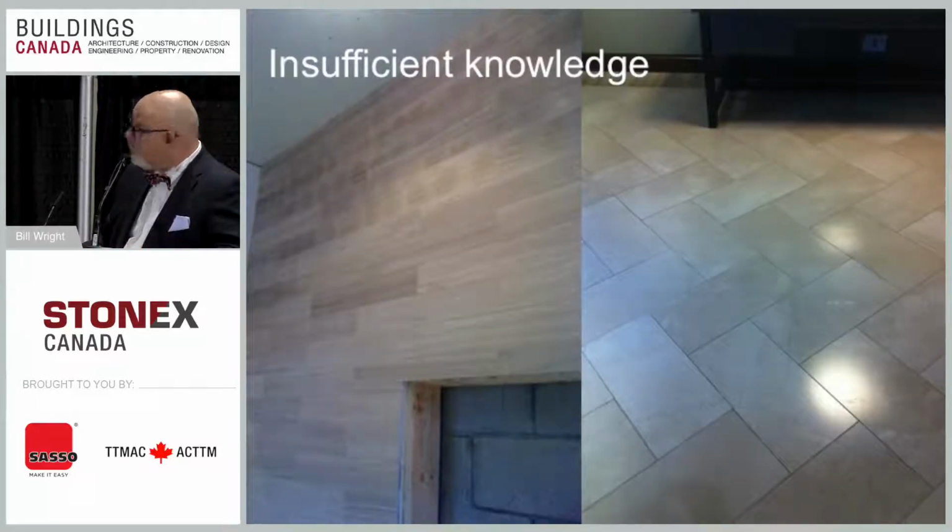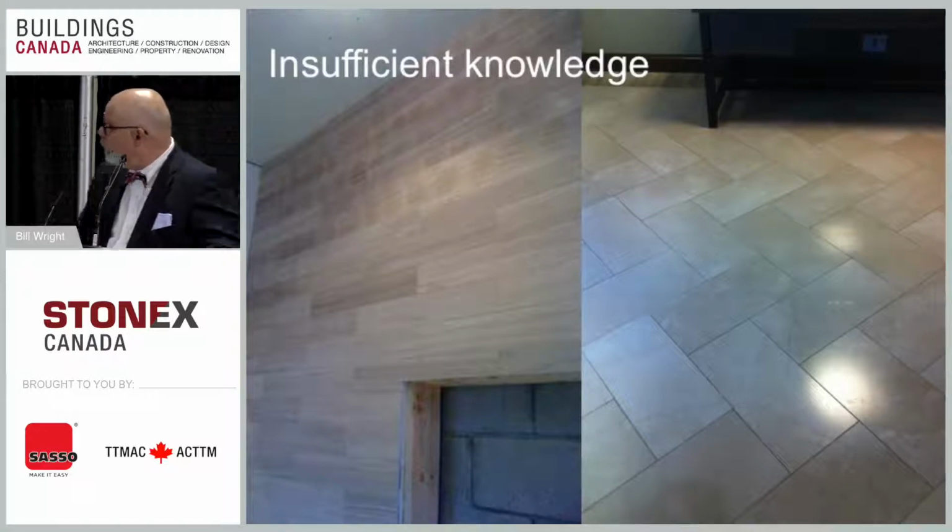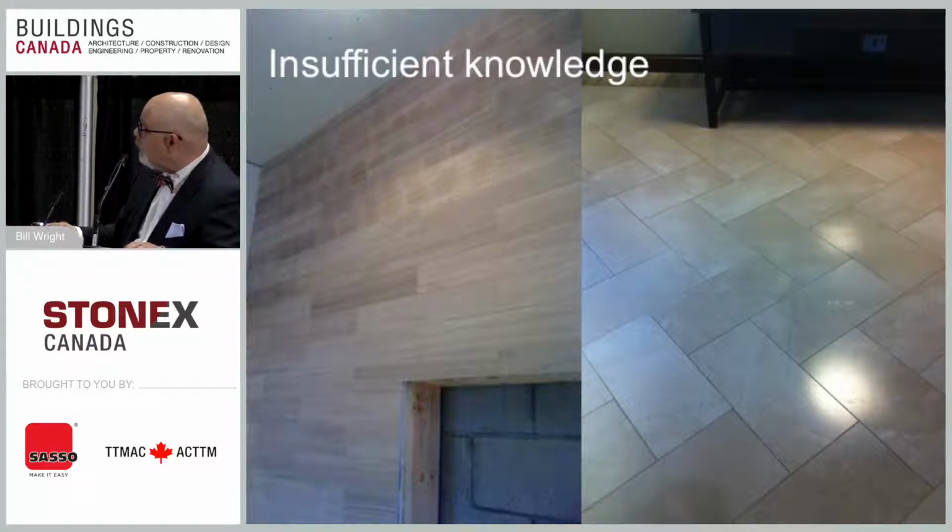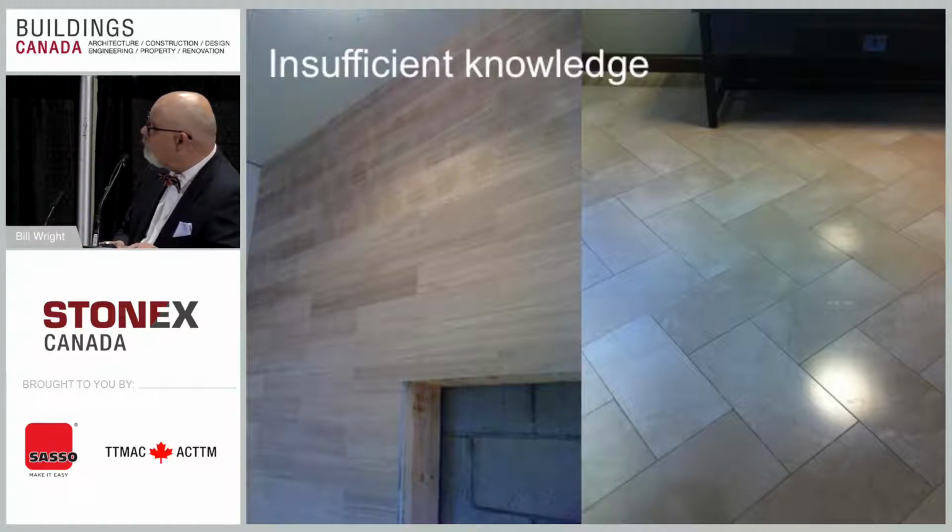Insufficient knowledge. These are a series of pictures of some failures. You saw the one on the right already with the crack down it. The one on the left, there were two things going on there. First off, the contractor blobbed the mortar on the back of the wall, and there were big pieces of stone put over top of drywall.